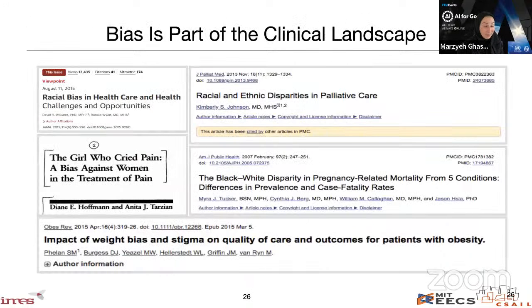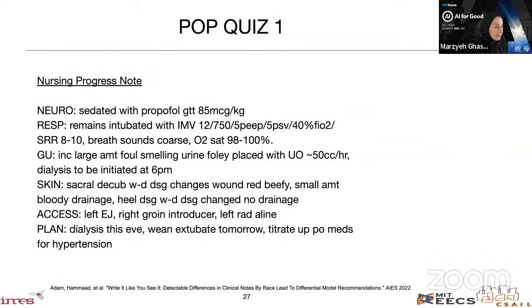Because bias is part of the clinical landscape. And you might think, I'm worried AI will kill me in the future. But what if the reason it might kill you in the future is because doctors are killing us right now? And we know that doctors are humans and humans are biased. And so a lot of the flaws that we see in clinical data reflect the biases that are present in society. So pop quiz number 1, let's see how bad this could be.